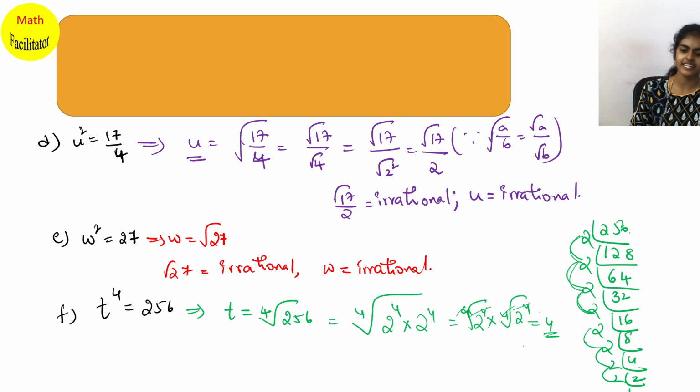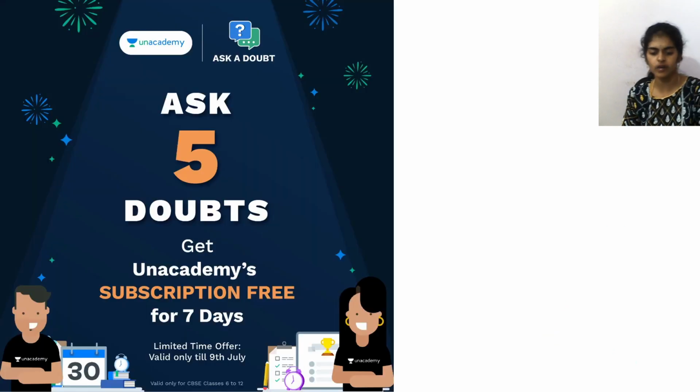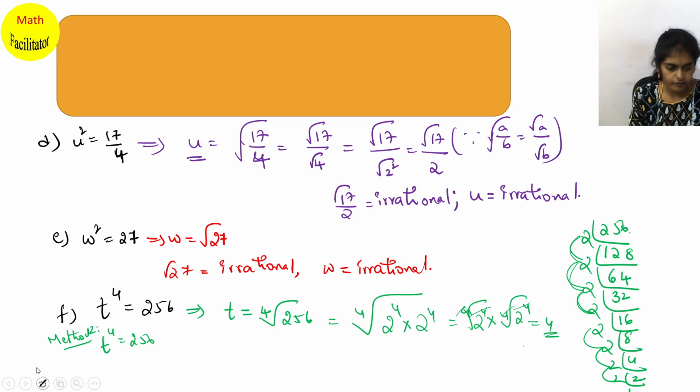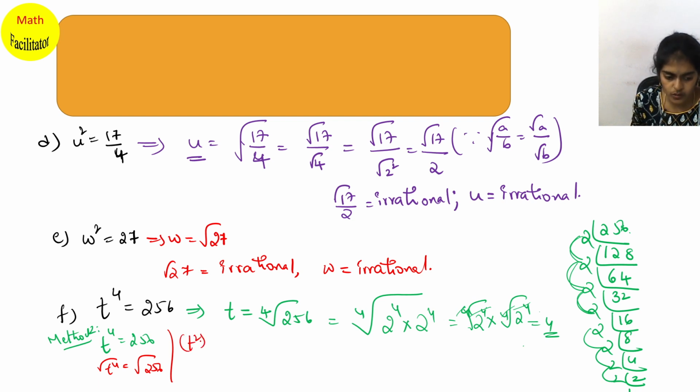If you feel finding fourth root is difficult, I'll tell you one more method. Just see here. This is method 2 I am teaching you. t power 4 equal to 256. Now take root over both the sides. So root over t power 4 equal to root 256. Root t power 4 can I write as t square whole square.